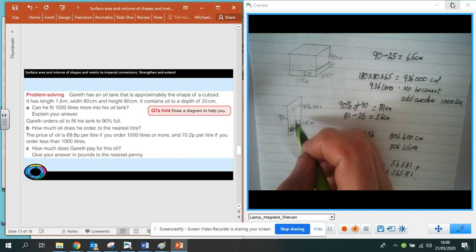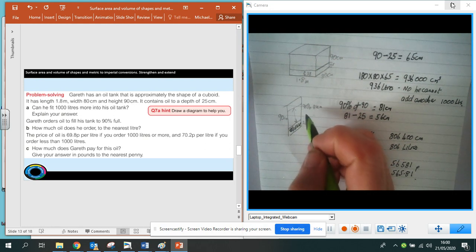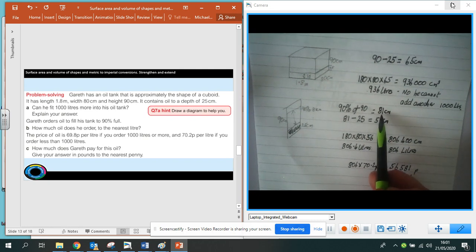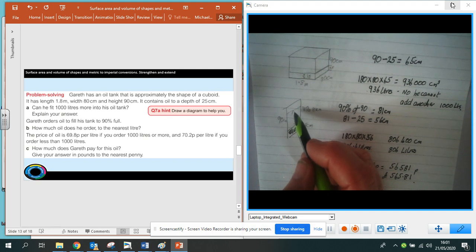Well, to find 90%, we divide by 100 and multiply by 90. If we do that with this, we get 81. 90 divided by 10 is 9. 9 times 9 is 81. So altogether, when it's full, there's going to be 81 centimeters of oil from the bottom to the top.